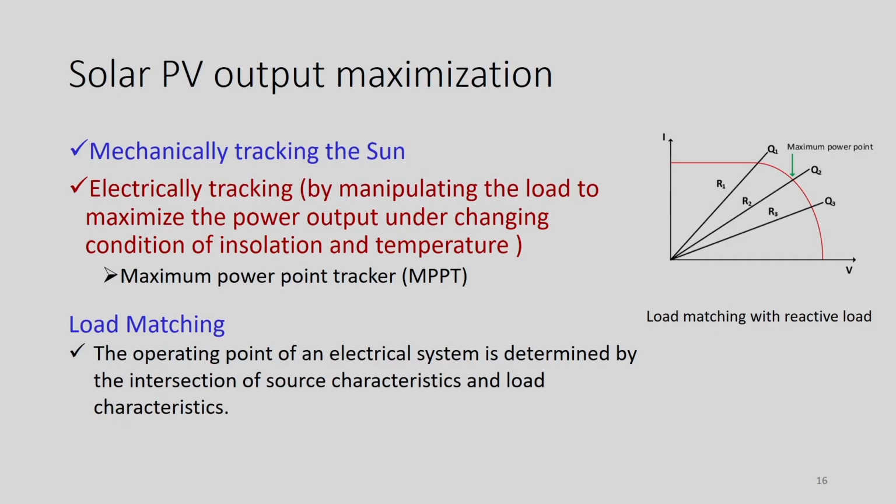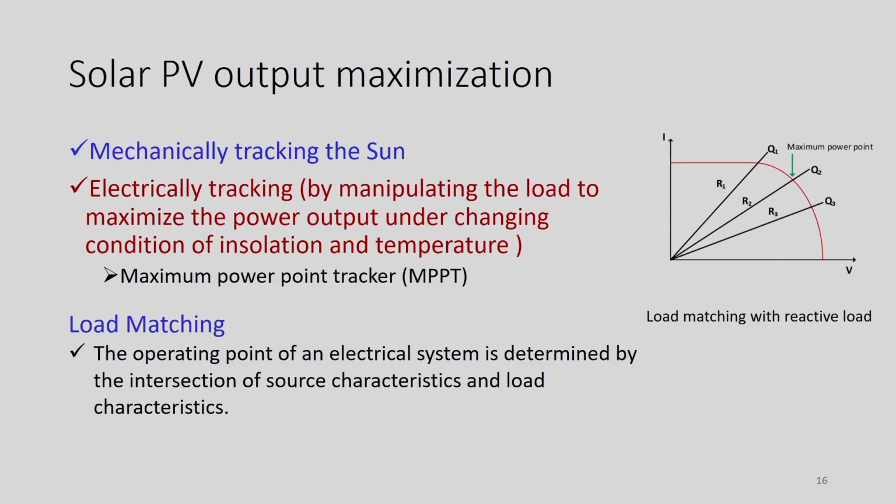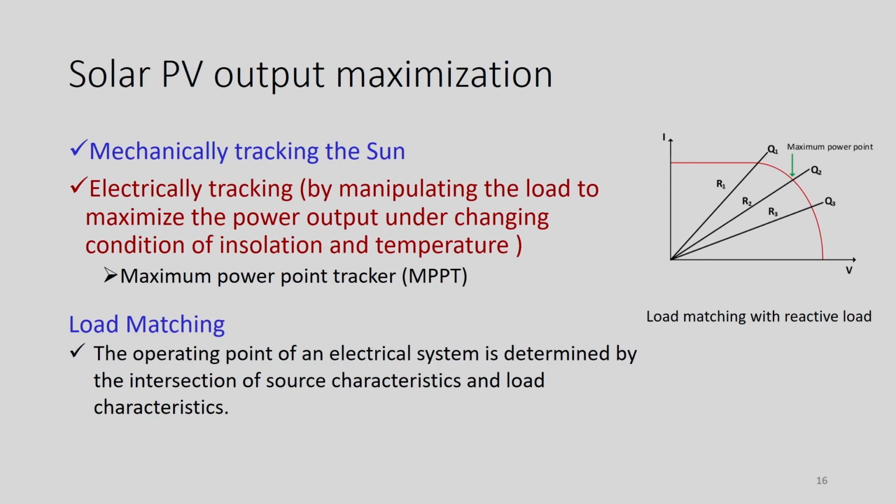Now, let us learn about how we can maximize the PV output. What are the different ways of maximizing the PV output? Primarily there are 2 ways. One is mechanically tracking the sun. We can track the position of the sun by operating the PV system so that maximum exposure of solar radiation can be obtained. Or in the second case, we can do it electrically, which is called electrical tracking, by manipulating the load to maximize the power output under changing conditions of insolation and temperature. Also, we learn what a maximum power point tracker is, and how we can do this load matching.